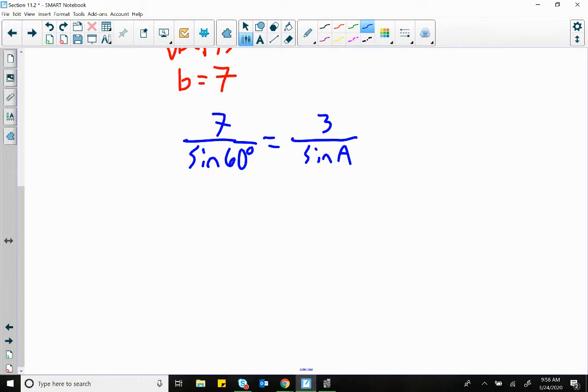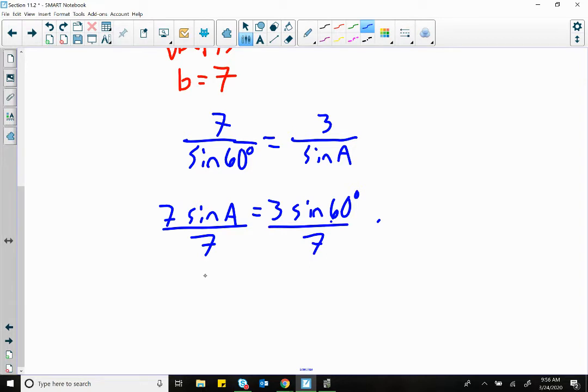Okay? So we cross multiply. 3 times sine 60 is 3 sine 60. 7 times sine A is 7 sine A. Divide by 7, divide by 7.